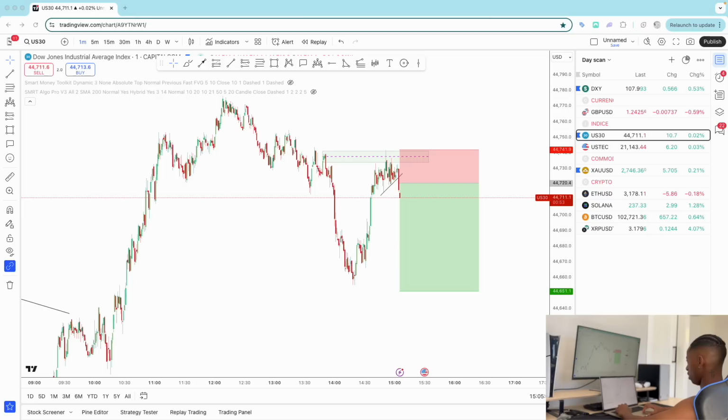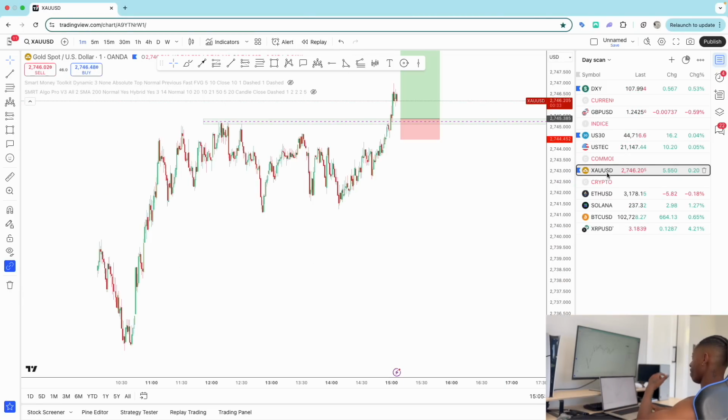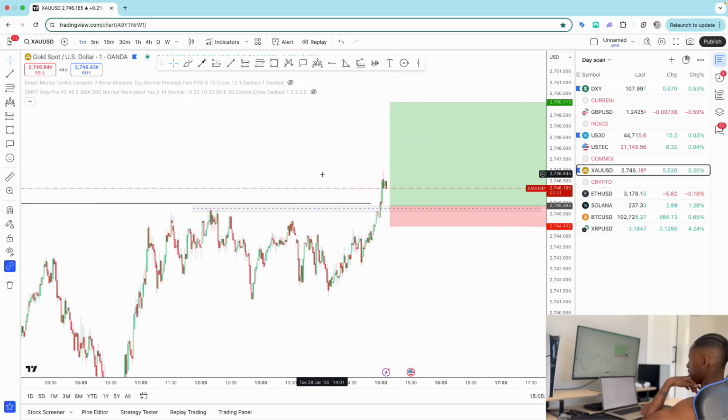Let's take a look at that. It's flying down, guys. It's flying down. Stop loss once again adjusted. Take profit adjusted right here. There we go. Okay, so that's just US 30. Then US gold coming up. So US 30, we took it with the 1 minute chart.